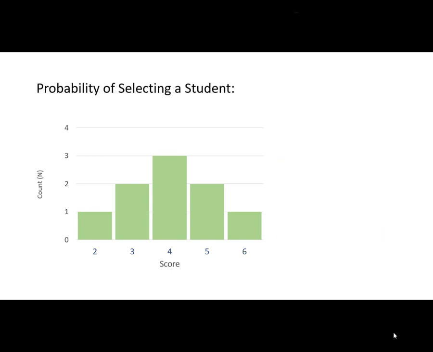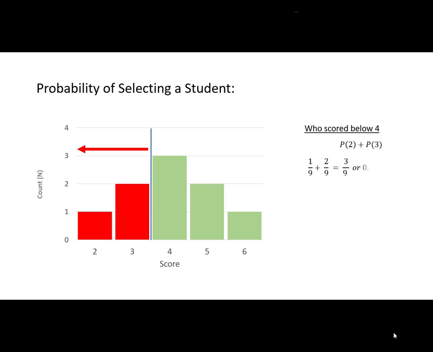What about the probability of selecting a case where a score falls below a 4? How would we figure something like that out? Well, it would be the sum of the number of children who scored a 2, one child, and the number of children who scored a 3, or two children. So the number of children who scored below a 4, just to follow our addition rule, 1/9 plus 2/9 equals 3/9, or a probability, or if you prefer, a proportion of 0.333.